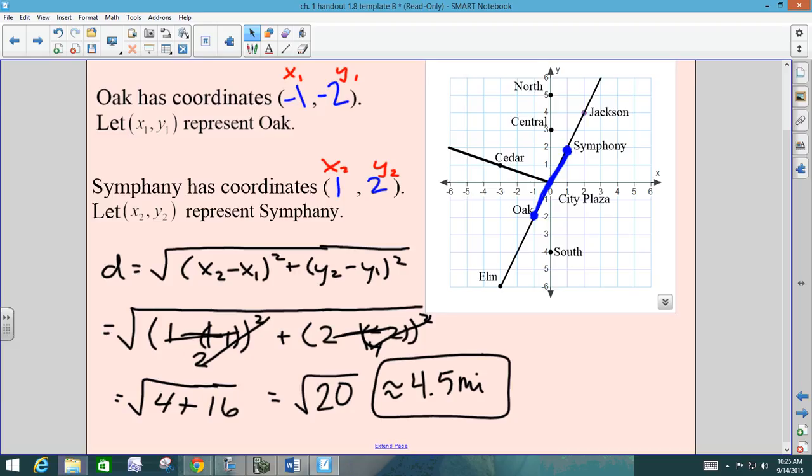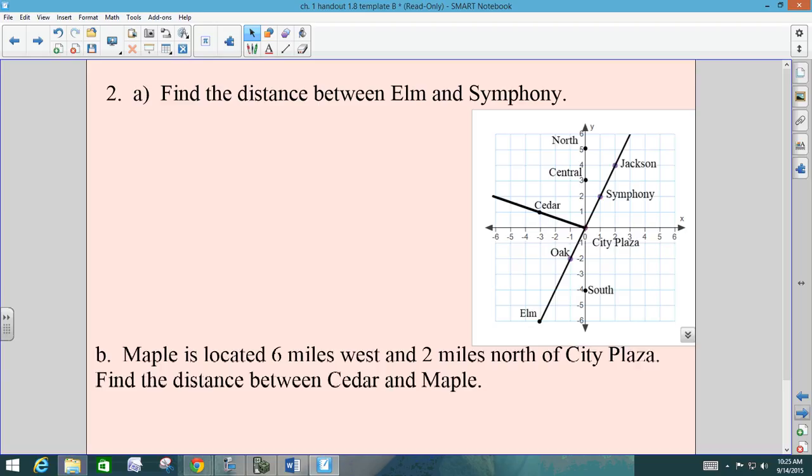All right, let's go to example 2. This time they want us to find the distance between Elm and Symphony. Okay, what quadrant is Elm in? 3. Way down here, what is its ordered pair? -3, -6. I'm just going to write that right above it so I have it there. Symphony, we did that one in the last problem, and that's still at 1, 2. It didn't move. So now we're going to find this distance. Should it be smaller or larger than Oak to Symphony?